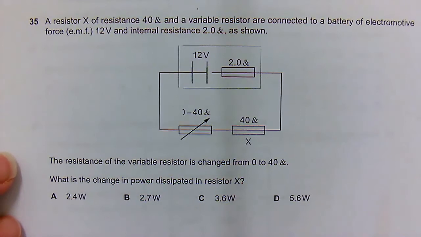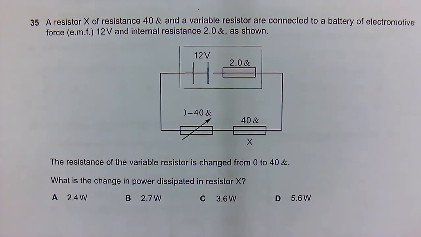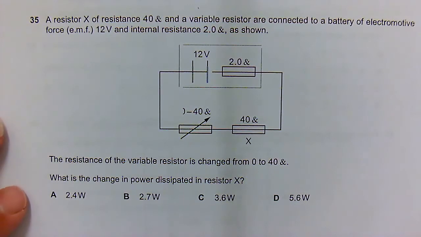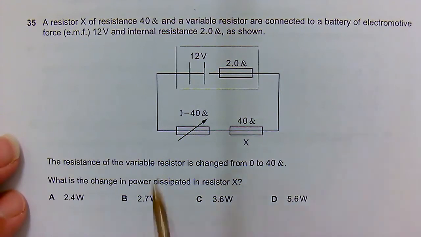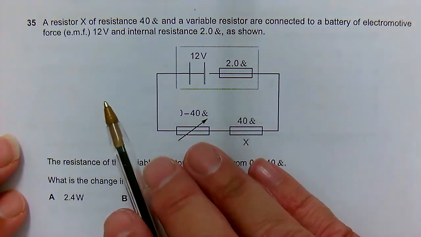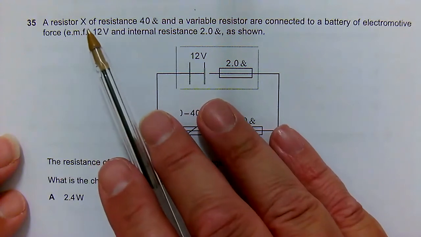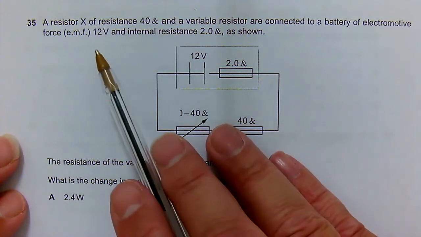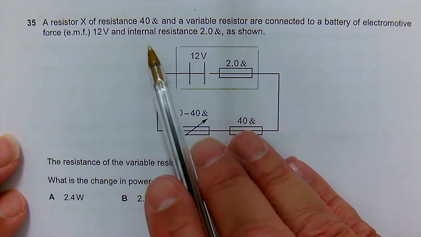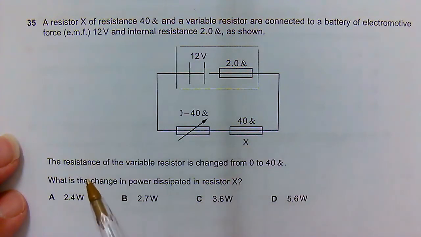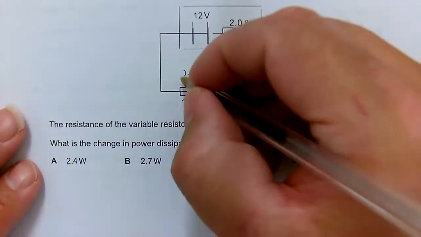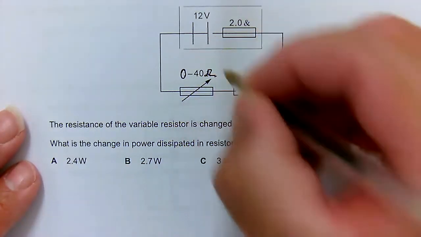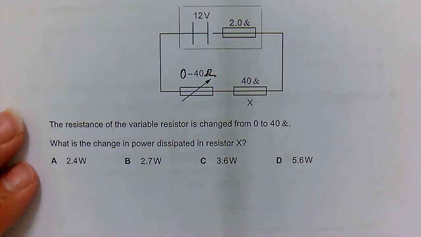Right. Now this one, I'm afraid, didn't really work very well here, but we'll see how we go. It didn't come out of the printer very well. So we have a resistor of resistance 40 ohms, a variable resistor connected to a battery of electromotive force 12 volts, and internal resistance of 2 ohms, as shown. So that should be 0 to 40 ohms. It's a variable resistor, so it varies from 0 to 40.